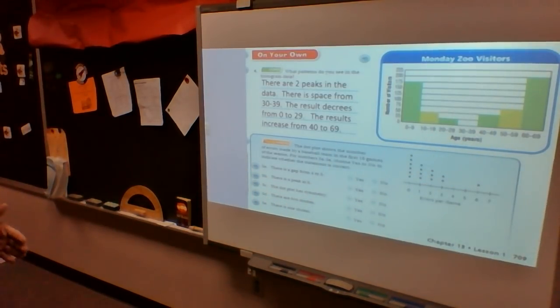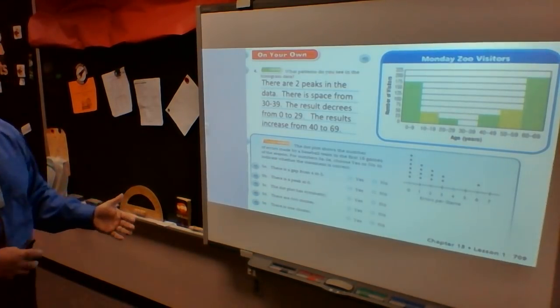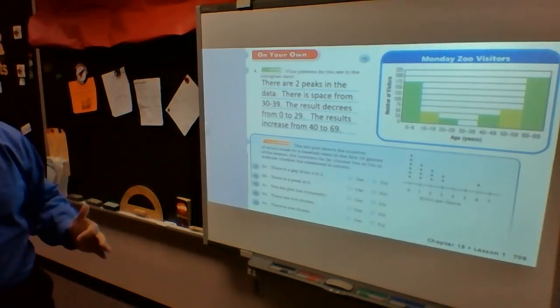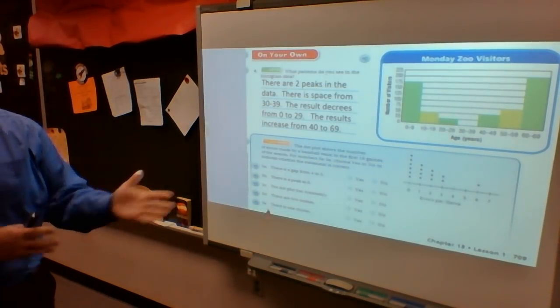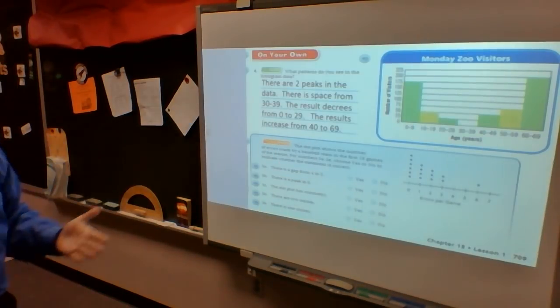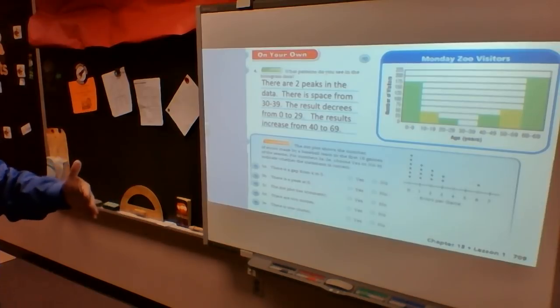It's just what am I seeing when I look at the data. There's not a right or wrong answer as long as you don't say something like there were 400 people between the ages of 30 and 39. That's an impossible answer. I don't get any of that information from the data. So it's just basic answering the questions.